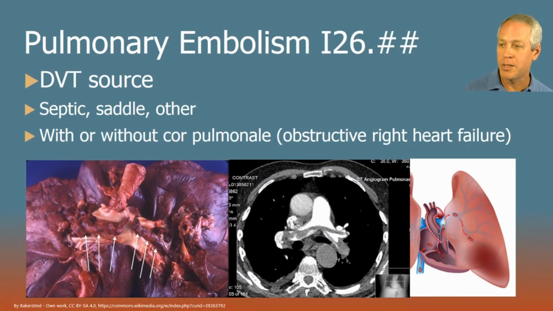Now, pulmonary embolus is a clot in the pulmonary arteries. Usually, this clot originates from a deep venous thrombosis somewhere else in the body, and those most commonly occur in the legs, the lower legs. But they can occur anywhere.